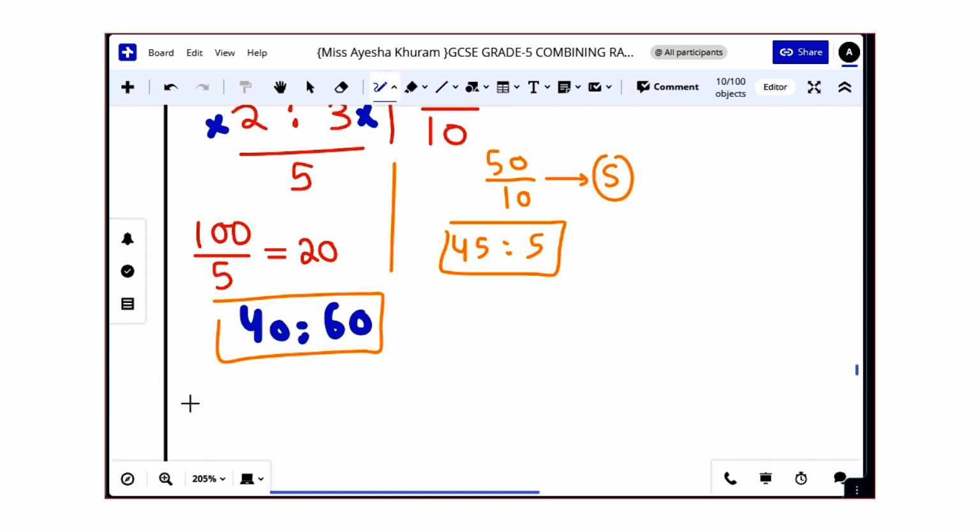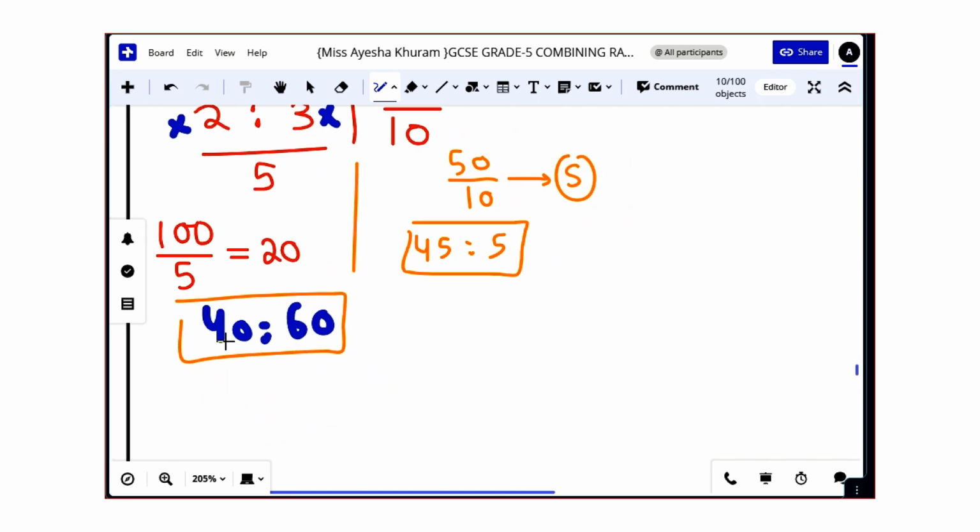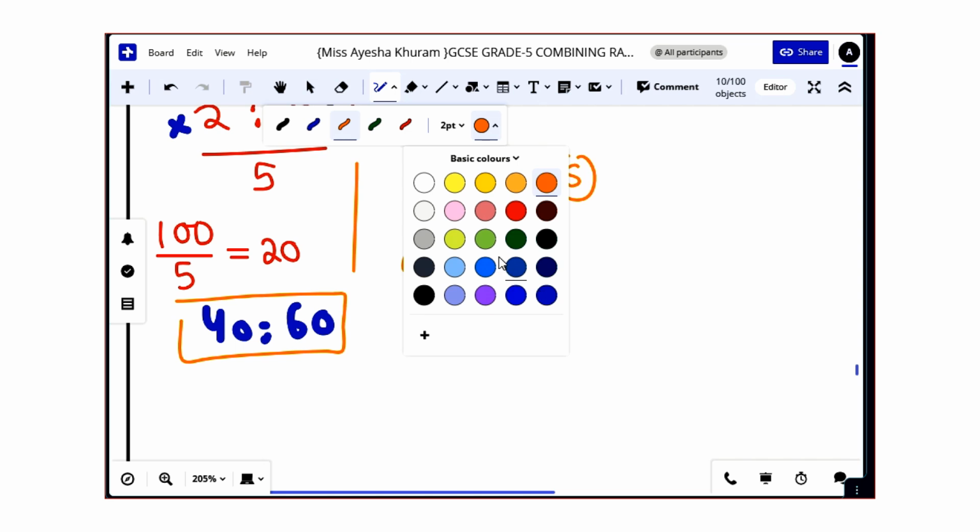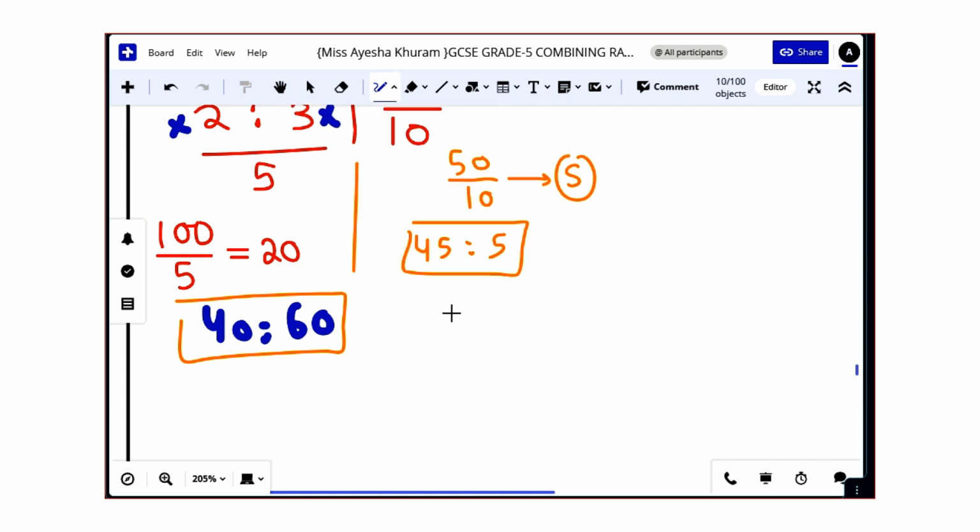I'm going to combine my ratio just like I usually do. 40, 60, 45, and 5. Let me write it down with my new favorite color. I really love it, new colors, kids. Okay, 40, 60, 45, and 5. Can I simplify this one, because it looks like very big numbers?